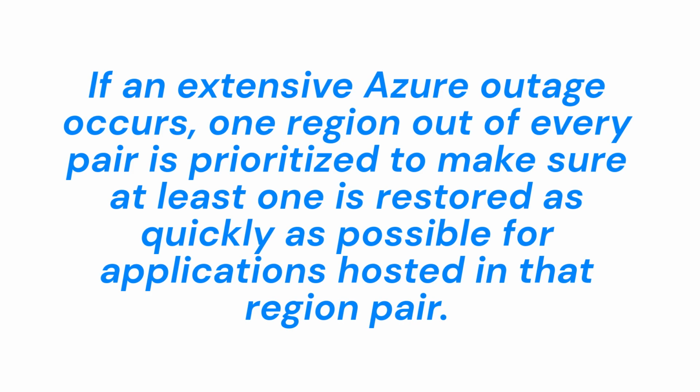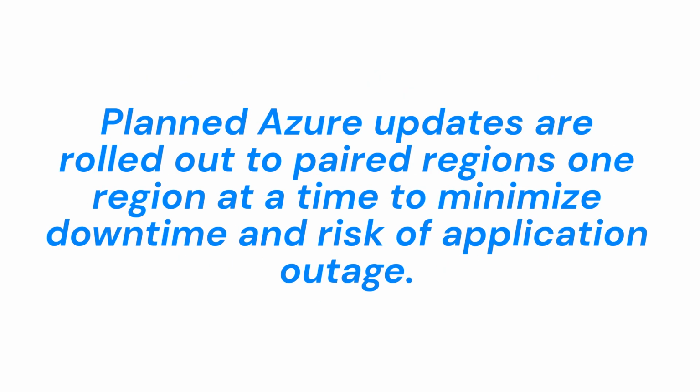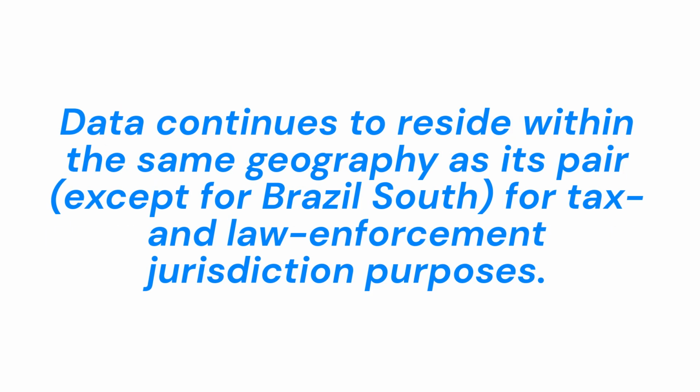Additional advantages of region pairs. If an extensive Azure outage occurs, one region out of every pair is prioritized to make sure at least one is restored as quickly as possible for applications hosted in that region pair. Planned Azure updates are rolled out to paired regions, one region at a time, to minimize downtime and risk of application outage. Data continues to reside within the same geography as its pair, except for Brazil South, for tax and law enforcement jurisdiction purposes.